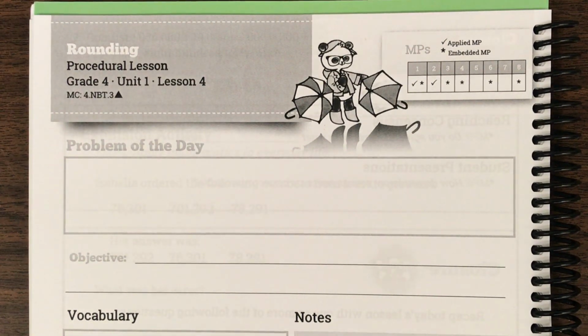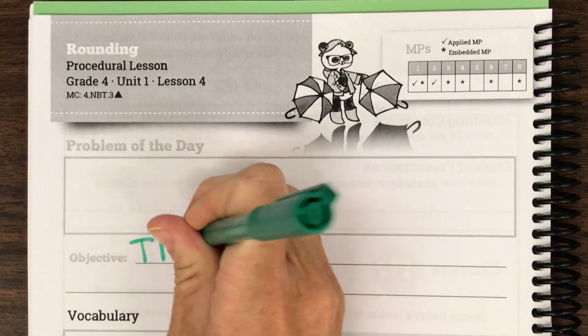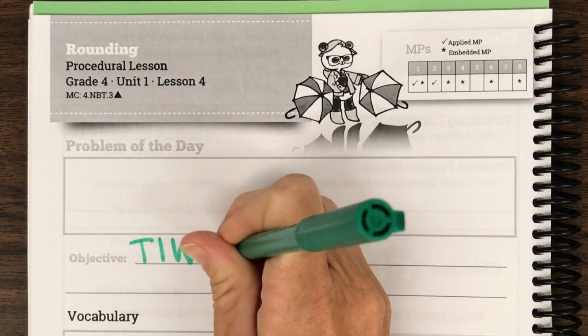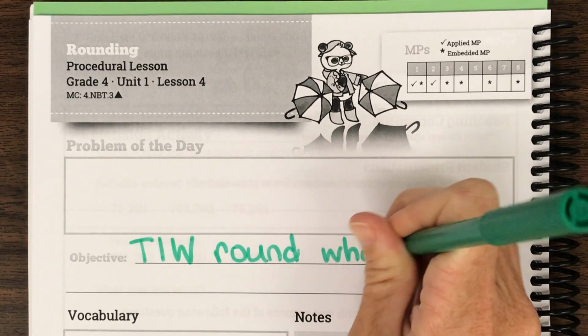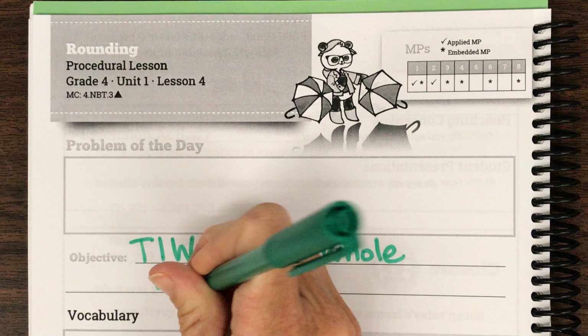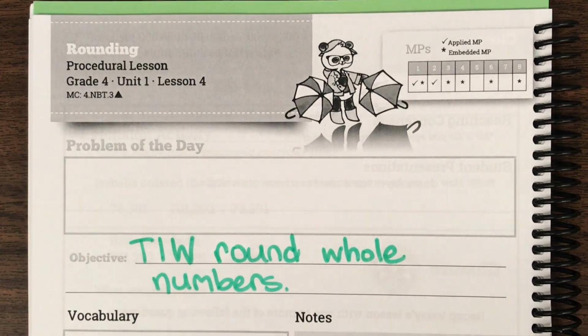Today we are on page 25 of our student journal, and our objective for the day is, today I will round whole numbers. Okay, so our objective is, today I will round whole numbers.